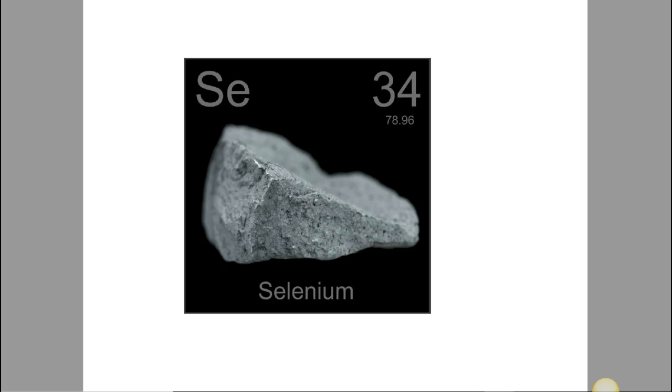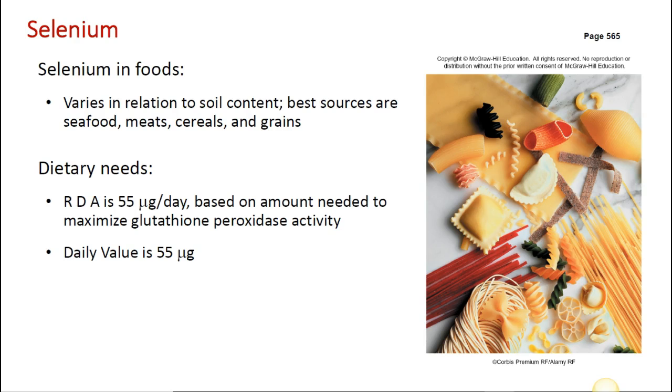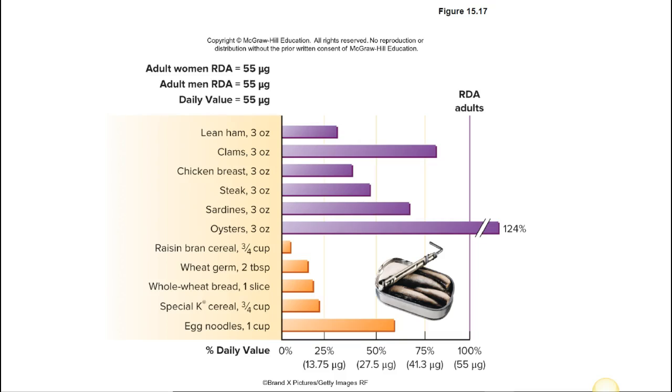Next, we will talk about selenium. In foods, selenium is found in, again, varied amounts depending on how much was in the soil. Best sources tend to be seafood and meats, as well as some cereals and grains. Again, we've got dietary needs listed here. You won't need to know those numbers. Another chart to give you an idea of some foods that are high in selenium.